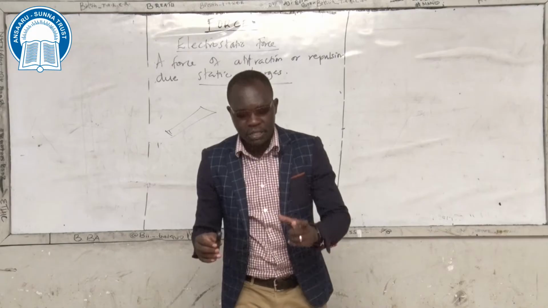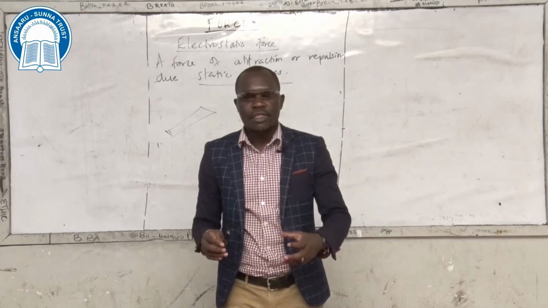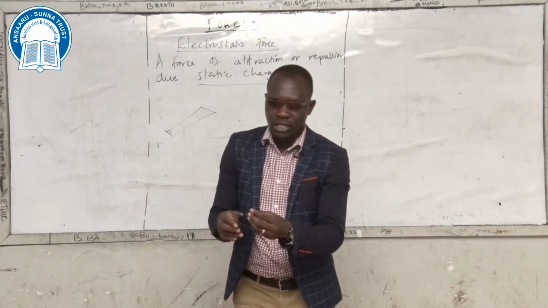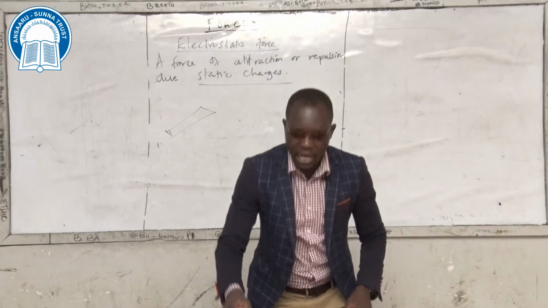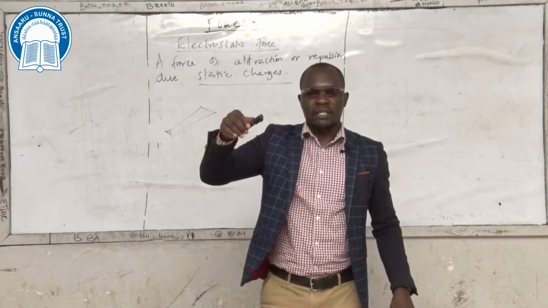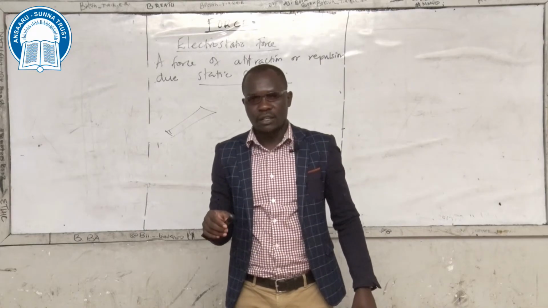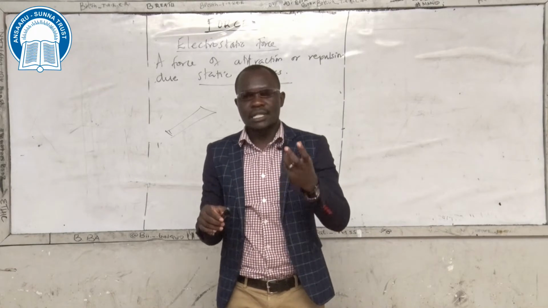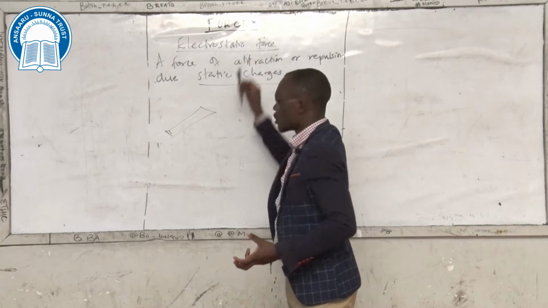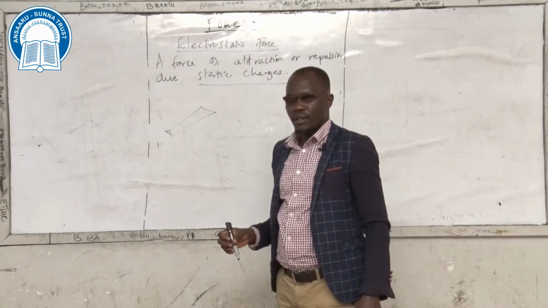We are going to notice something. The observation to be made here is that the small pieces of paper will be attracted to the pen. And when you try to lift the pen up, it will be lifting those papers, and the papers will be sticking on the pen or the ruler. This also is as a result of electrostatic forces. How?